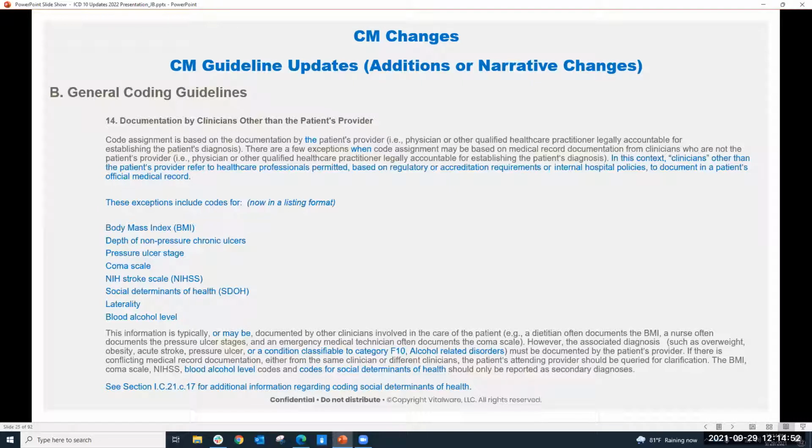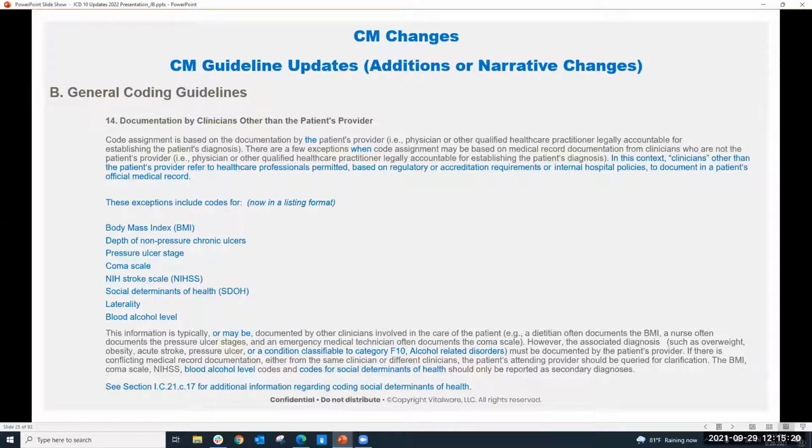And then the exceptions that are listed below, that is documentation that can be picked up from any clinician on the case. It does not have to be the attending provider. And the only difference here is that they took it out of a paragraph format and put it into a listing format in the guidelines because they keep adding to this list and just to keep it looking neat, basically. They did add the blood alcohol level to this list.